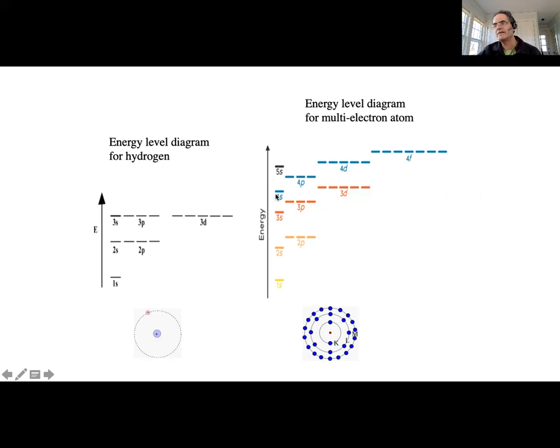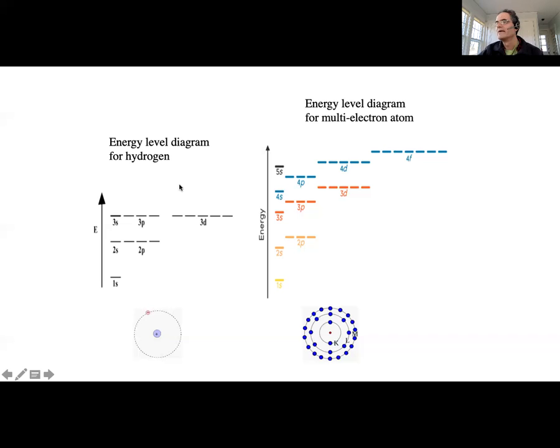And this pattern continues. So for the n equals 4 states, 4s fills after 3d, but 4p fills next. But then the 4d electron states are higher in energy than the 5s states. So the 5s states fill before 4d. And then the 4f states fill later still, as we'll see in a moment.